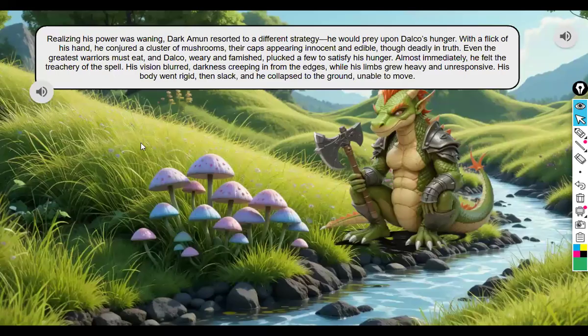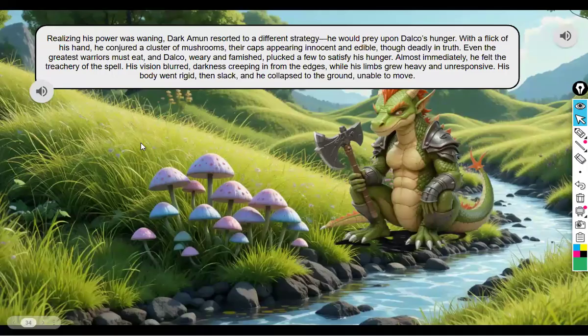Realizing his power was waning, Dark Amun resorted to a different strategy. He would prey upon Dalko's hunger. With a flick of his hand, he conjured a cluster of mushrooms, their caps appearing innocent and edible, though deadly in truth. Even the greatest warriors must eat, and Dalko, weary and famished, plucked a few to satisfy his hunger. Almost immediately, he felt the treachery of the spell. His vision blurred, darkness creeping in from the edges, while his limbs grew heavy and unresponsive. His body went rigid, then slack, and he collapsed to the ground, unable to move.